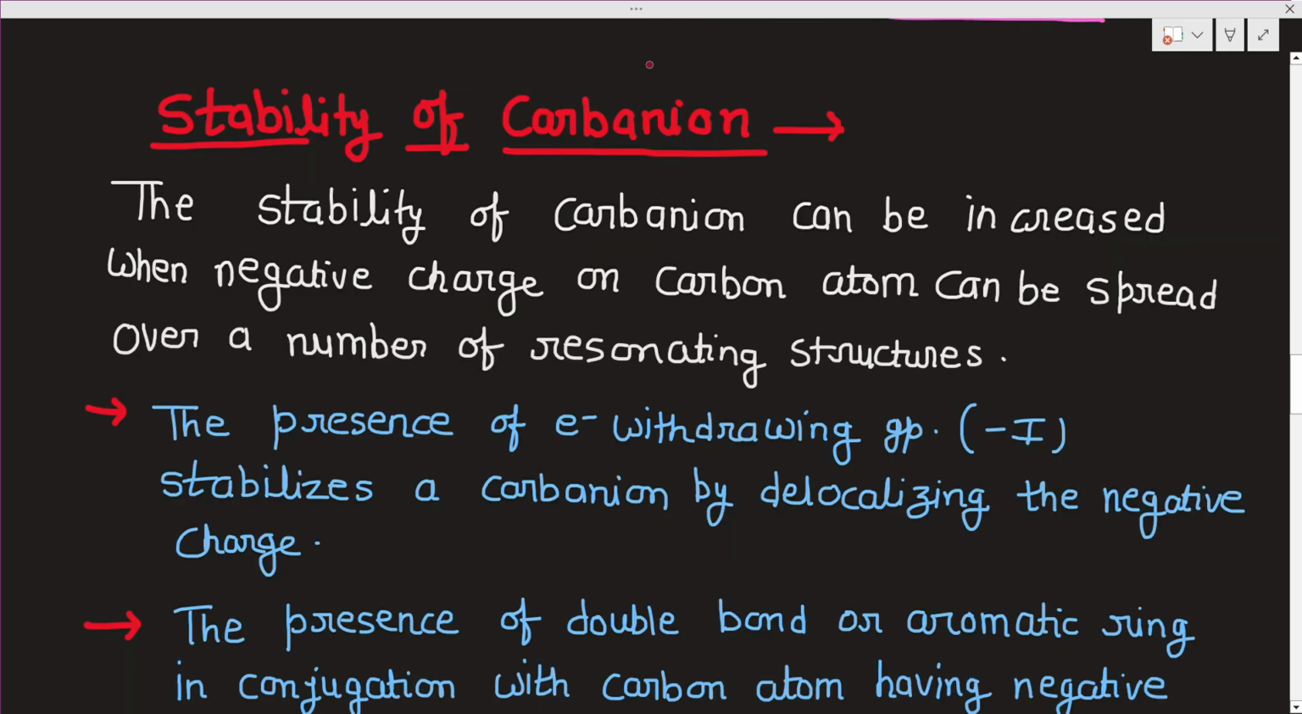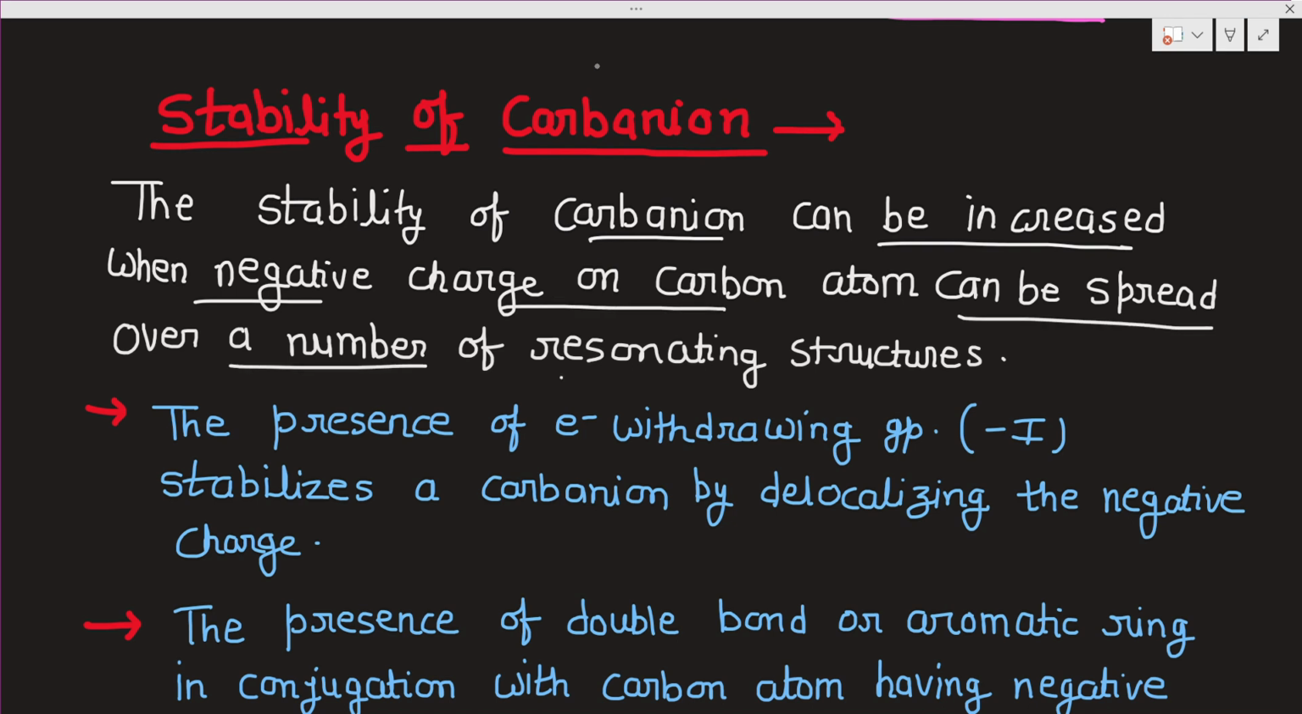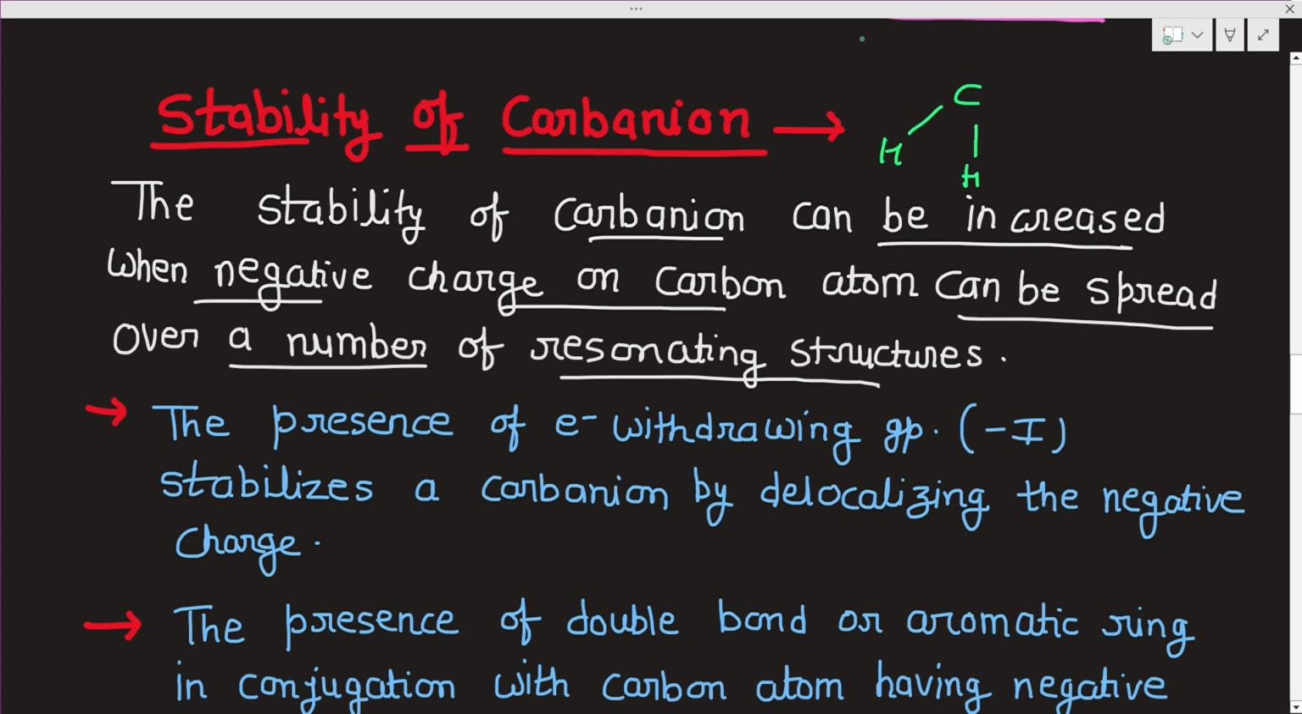Now see the stability of the carbanion. The stability of a carbanion can be increased when the negative charge on the carbon atom can be spread over a number of resonating structures. What is the meaning of it? See here, this is the carbanion. It has a pyramidal geometry in this manner. Now there is a negative charge on this carbon.